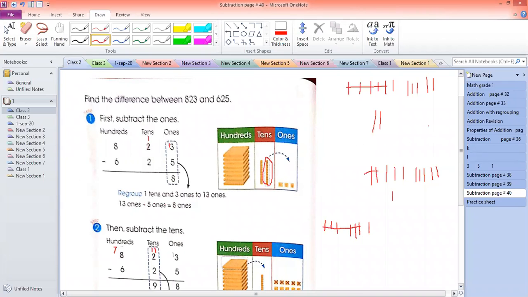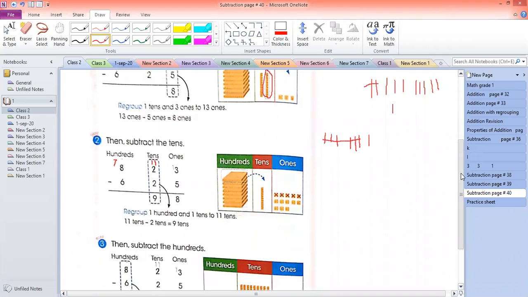The second thing you will do, you will subtract the tens. When you are subtracting tens, you know that it is not 2, it is 1 now, because 1 ten you already regrouped with the ones. So from 1 you cannot take out 2. That's why again you regroup with the 100. So now when you regroup 100 and 1 tens, it is now 11 tens. So from 11, if you minus 2 tens, there are now 9 tens.